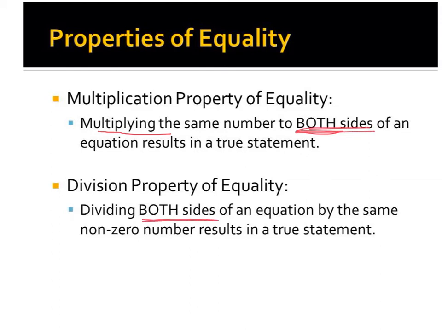And for division, it does say non-zero, just because we can't divide by 0. Remember, no, we cannot divide by 0. You get undefined. And so the property just needs to say non-zero.